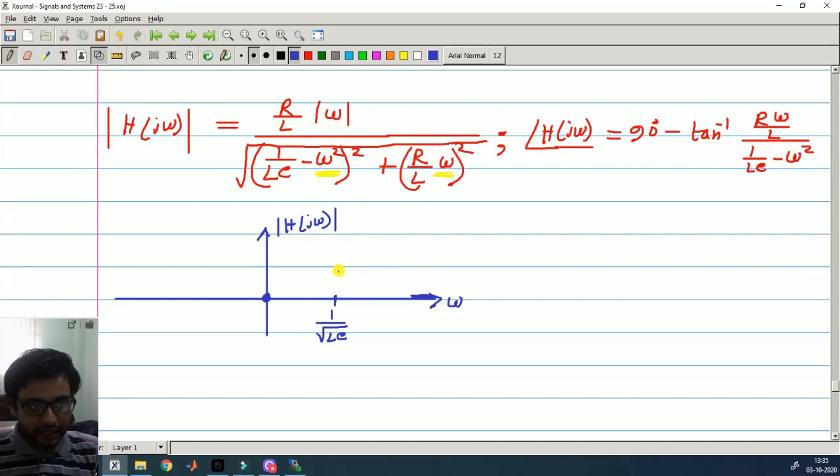Okay, so near this point you will get some finite gain. Do it thoroughly, you will realize that. So the plot will be somewhat like this, and since this must be symmetric, it will be like this. So this is a band pass filter. I will leave it as homework to plot the phase response yourself approximately. Okay, so this is a band pass filter.